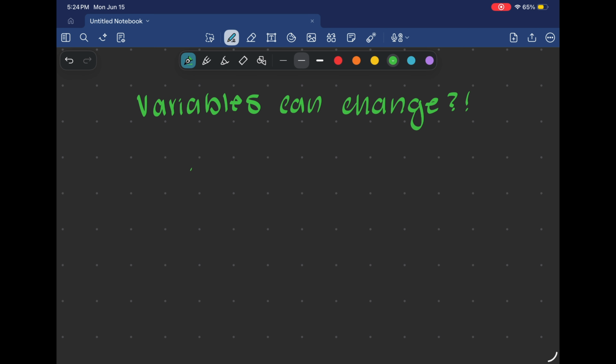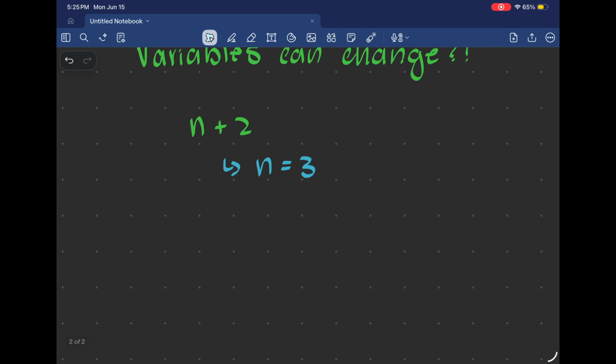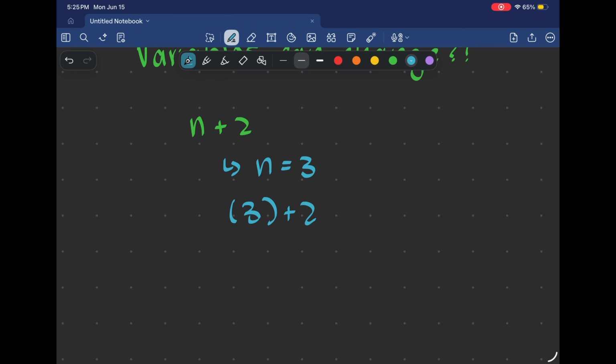Let's say we are given the expression n plus 2, and we are given that n is equal to 3. Let's put this in a different color. Let's say that n is equal to 3. Given that n plus 2 is our equation, we can then say that substituting 3 for n makes it 3 plus 2 is equal to 5.